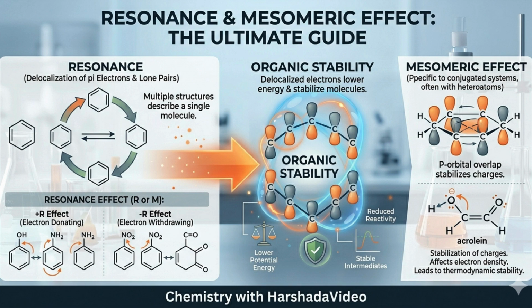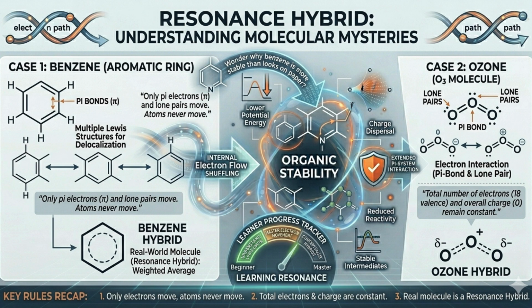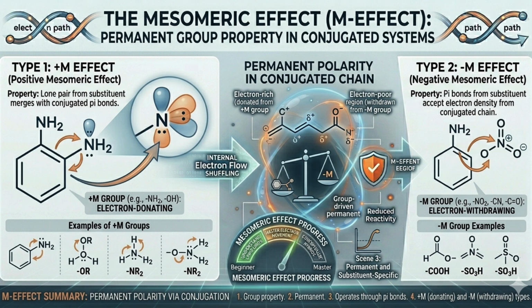Let's get started. Let's see what is resonance. See the structure of benzene or ozone. In many cases, a single Lewis structure cannot accurately represent a molecule. Resonance occurs when the polarity of a molecule is produced by the interaction between a lone pair of electrons in a pi bond, or between two pi bonds in adjacent atoms.